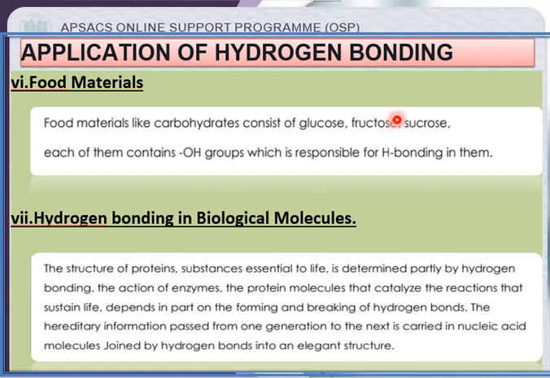The hereditary information passed from one generation to the next is carried in nucleic acid molecules joined by hydrogen bonds into an elegant structure. These are the applications of hydrogen bonding. This is all about the applications of hydrogen bonding.